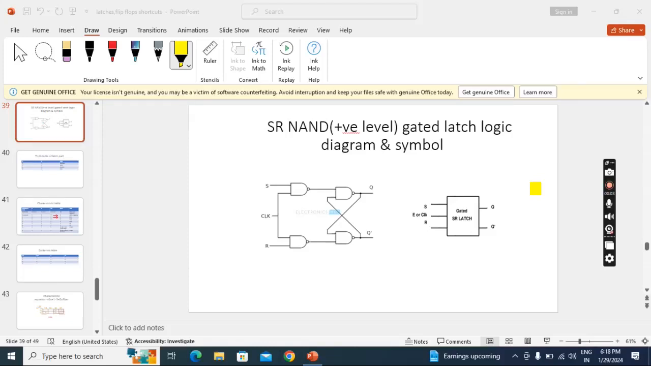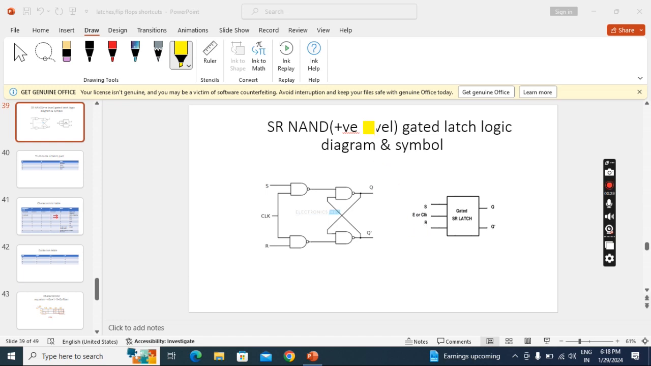In this lecture, we will discuss the SR NAND gated latch, which is positive level. So this is the symbol. It contains three inputs: two are data inputs, S and R, and one is a control input. We can call it enable or clock. It will work with the clock levels.